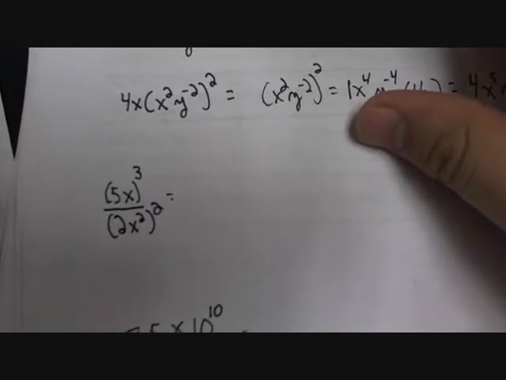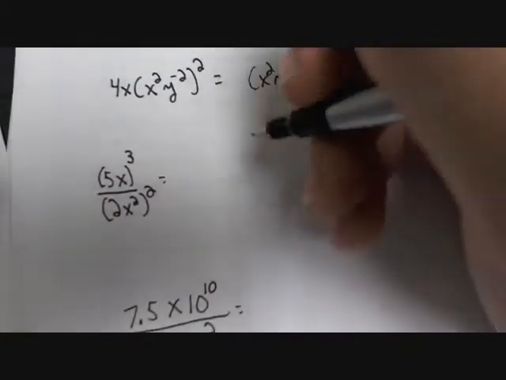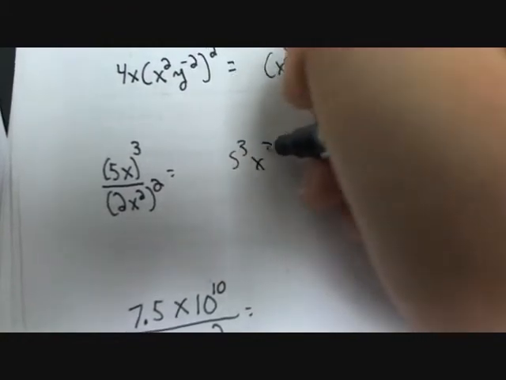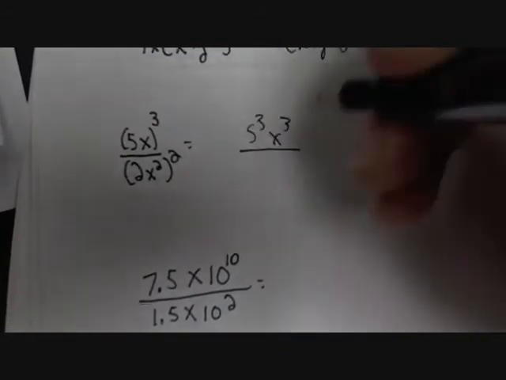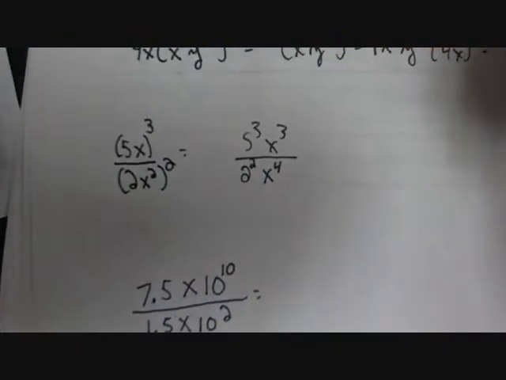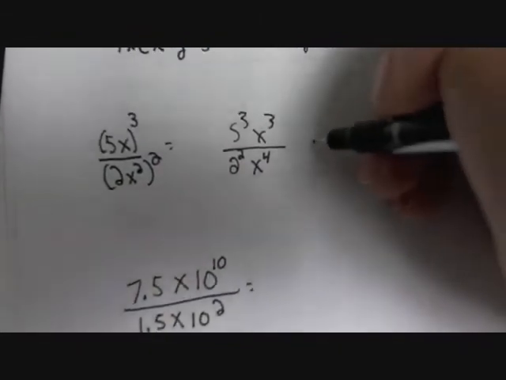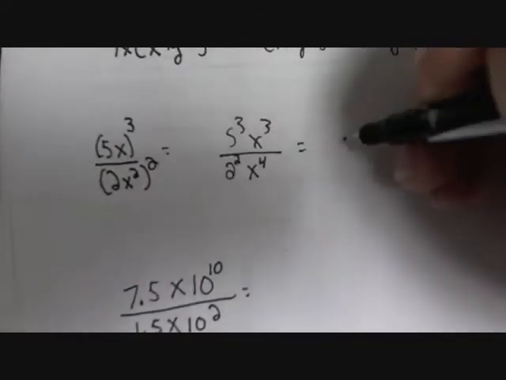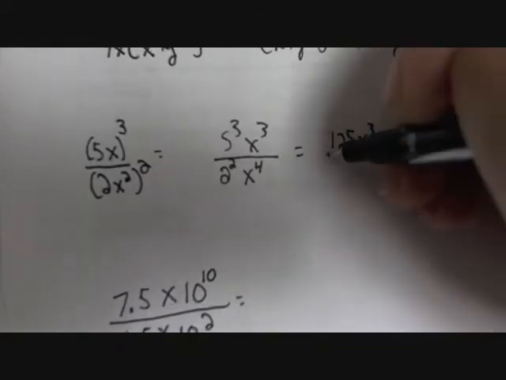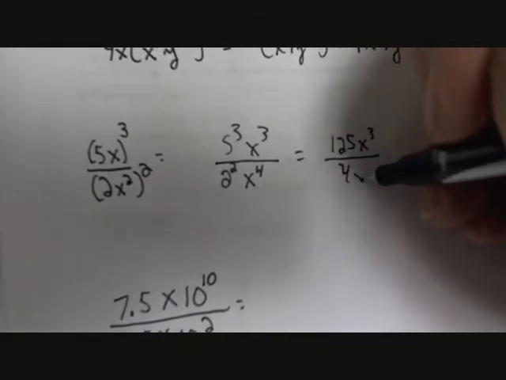Alright, so again, now we have power rule and quotient rule. So first thing first, always do exponents. So 5x, the whole thing cubed: 5 cubed times x cubed divided by, now do the bottom part, 2x squared, squared. So 2 squared and x to the fourth, because power rule, multiply exponents. 2 times 2 is 4. Alright, so now simplify. 5 cubed is, that's right, 125. 2 squared is, that's right, 4.